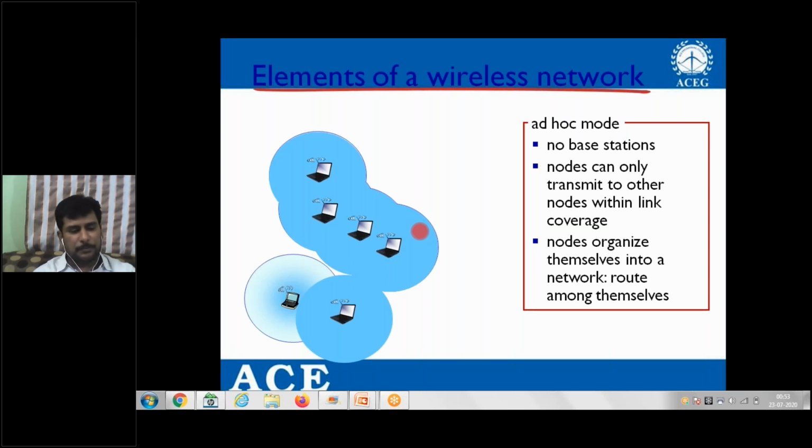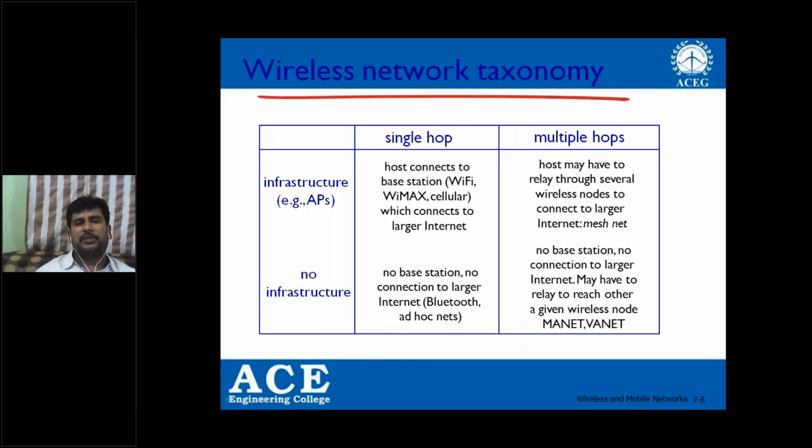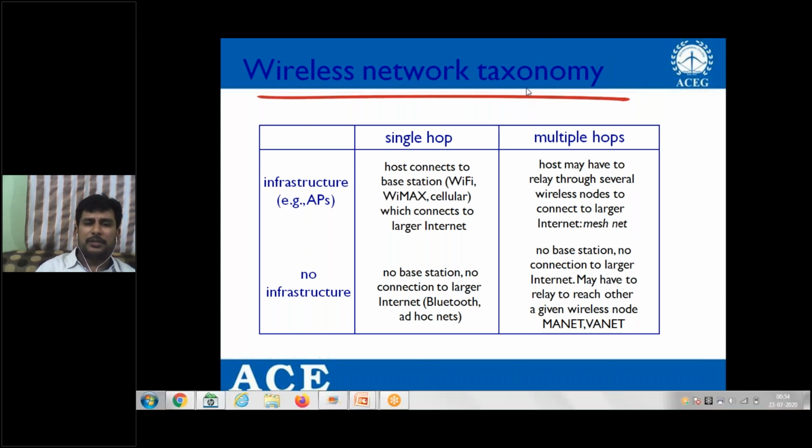Right. Thank you. Now, the next thing that we would like to discuss after elements of wireless network is the classification of wireless networks. Here, we are trying to classify the infrastructure mode and the ad hoc mode into two types called single hop and multiple hop. By single hop we mean that if you are very close to a base station, then you have a direct connectivity from your device to the base station. That kind of connectivity is referred to as single hop infrastructure based.